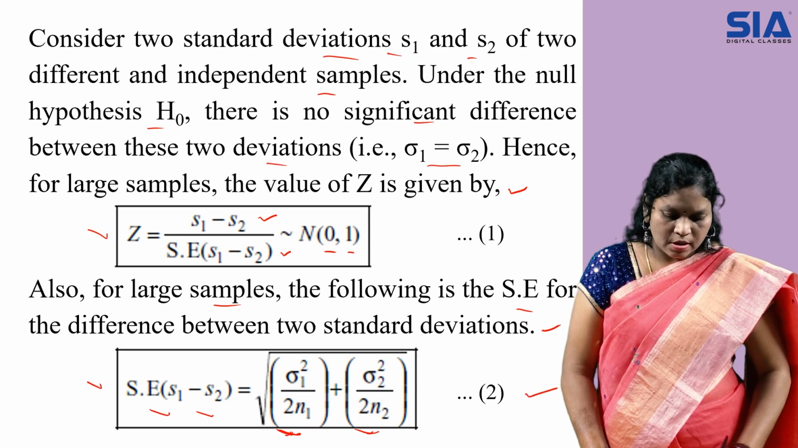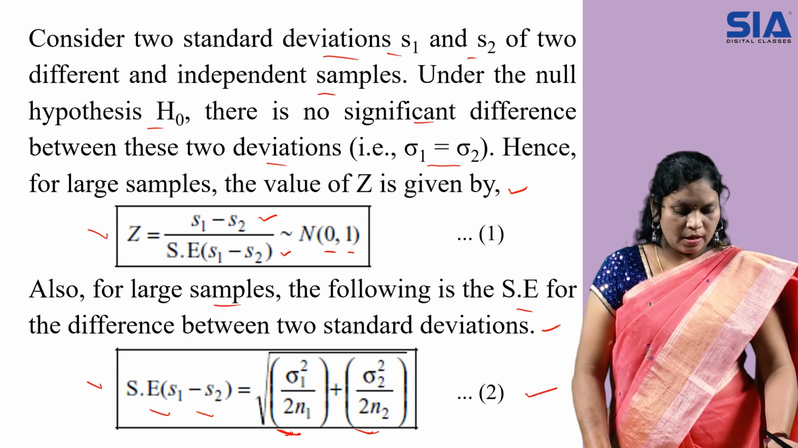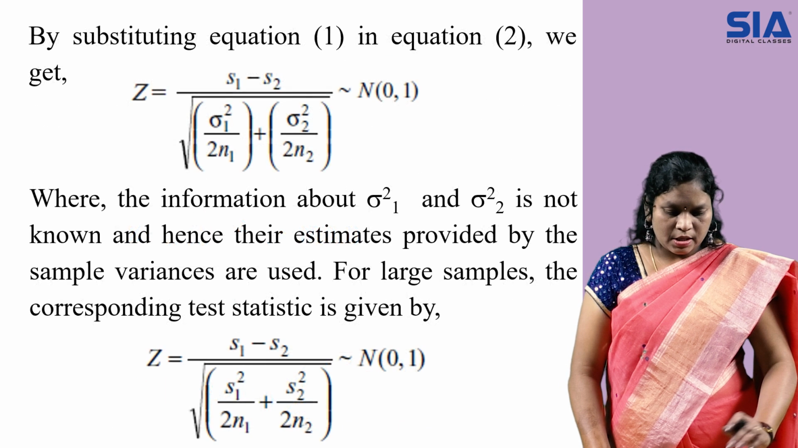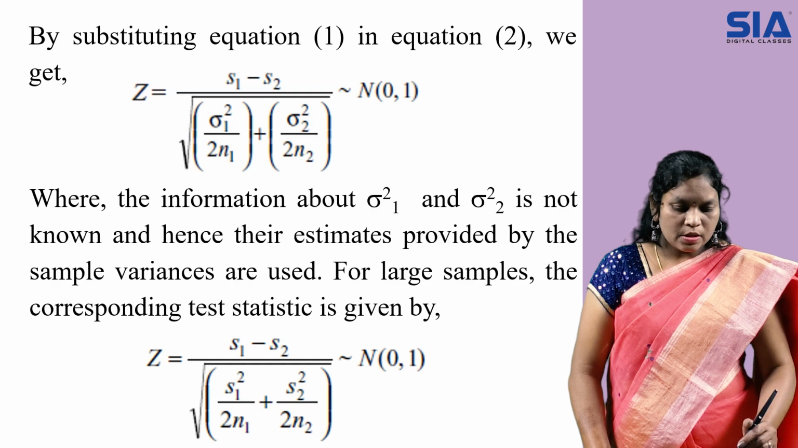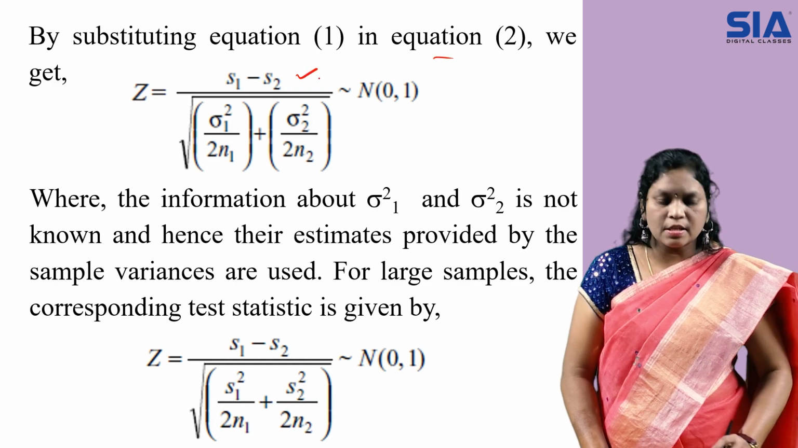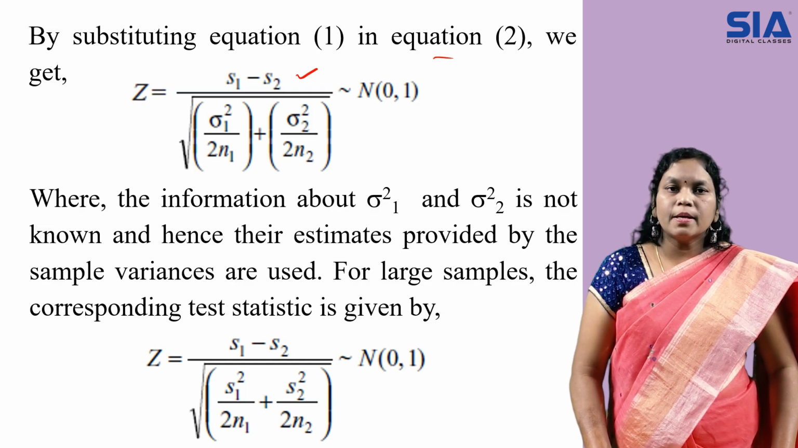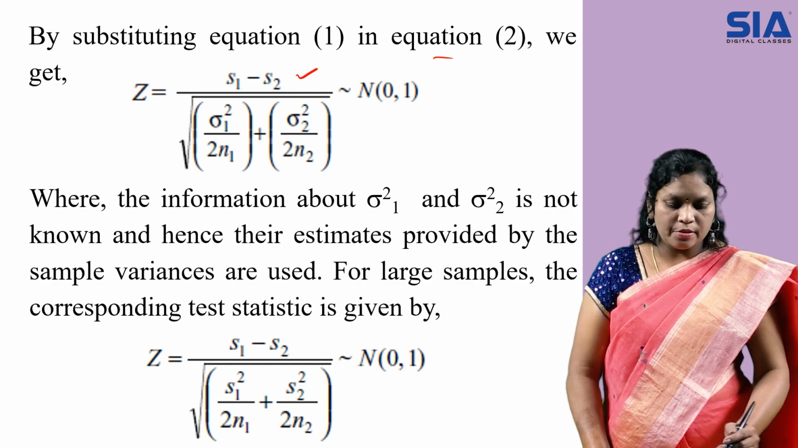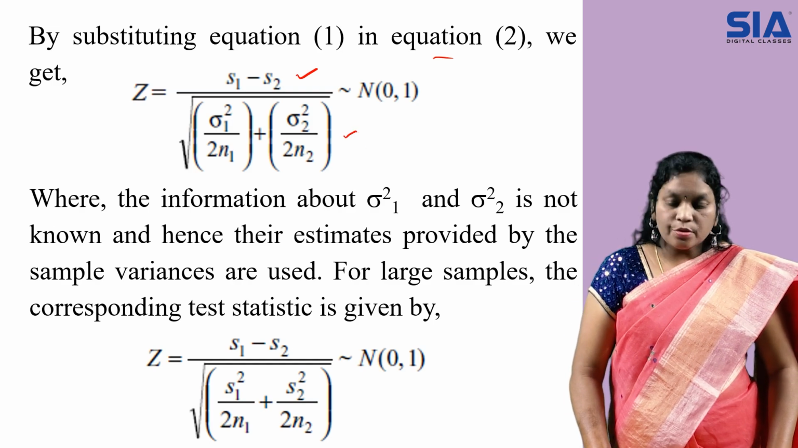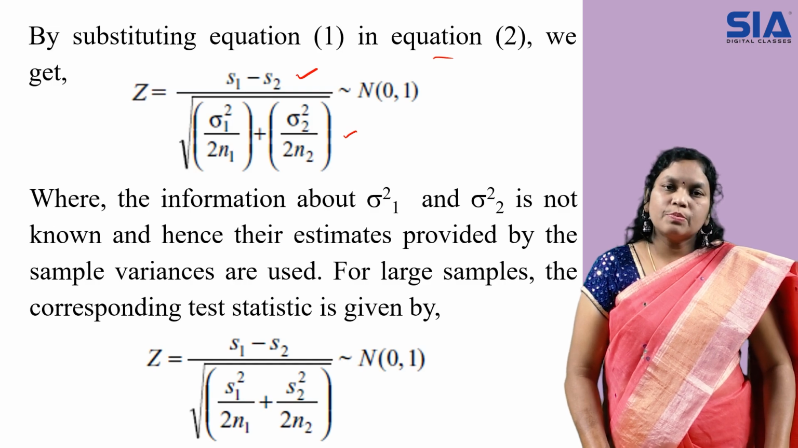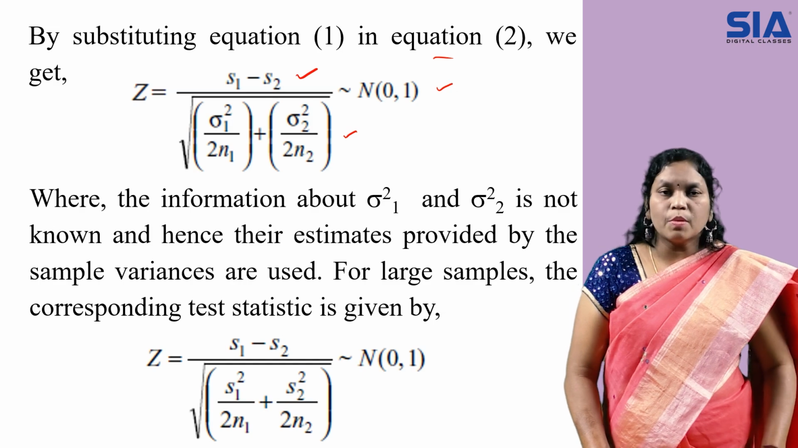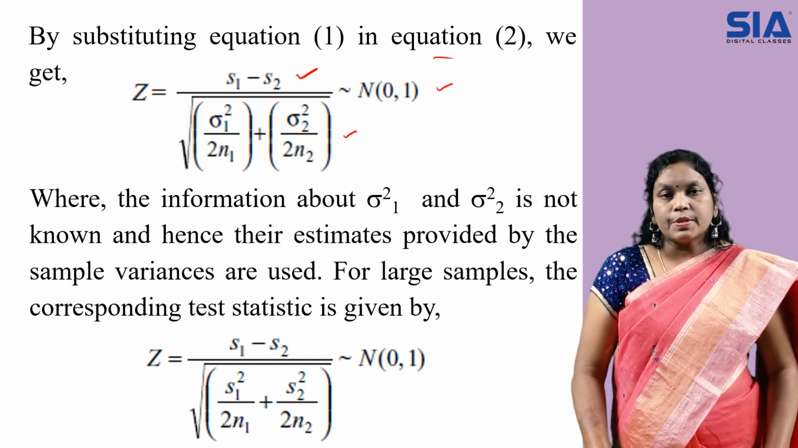Let us substitute this into the Z formula and we will obtain the test statistic for two standard deviations. Let us check how the substitution goes. By substituting equation 1 and equation 2, we get Z equal to S1 minus S2 as it is, divided by the standard error we just obtained, that is root over sigma 1 square by 2n1 plus sigma 2 square by 2n2. This becomes the formula for our difference of standard deviations, and of course they come from the normal population with 0, 1. That we specified here.